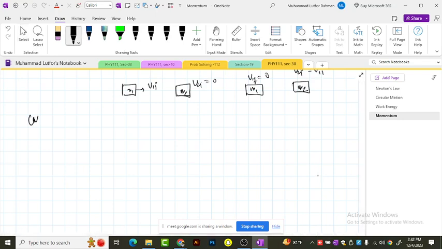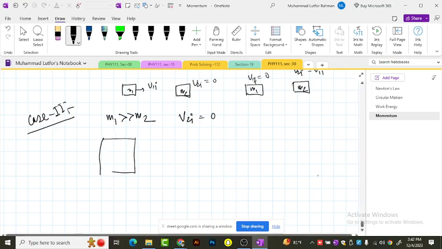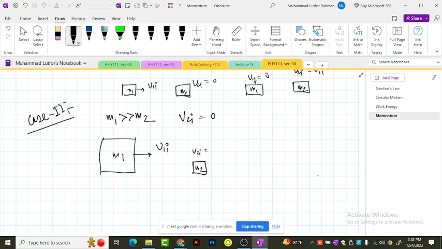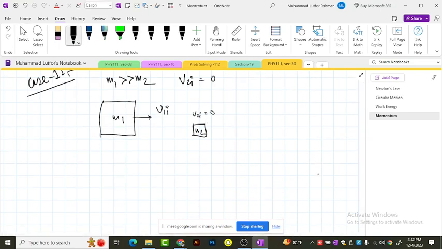Right, so now consider case number 2. If M1 is much greater than M2 and again V2I is 0, I make it simpler for you. Let's say this is a bigger mass, M1, which is moving at a speed V1I, and this is M2, which is stationary, equal to 0. After the impact, what will happen? I'm not writing the second term. The second term will become 0 because V2I is 0, so I'll write only the first term.